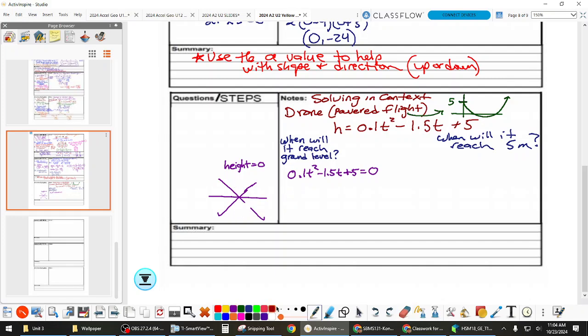Let's factor it. So 0.1 times 0.5 is 0.5, and then negative 1.5. And A is 0.1. Okay, is this too small?